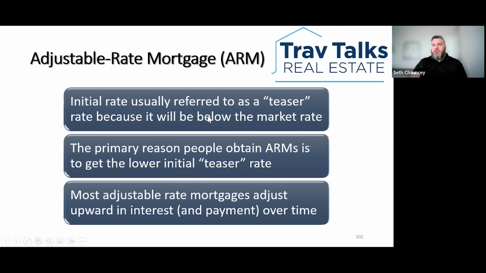And this is what I was just telling you. The initial rate is typically referred to as that teaser rate because they may give you a little bit lower than the market average, because of the nature of the adjustable rate. And then it has the potential to climb, although it can go down as well, right? It can climb and it can go down.